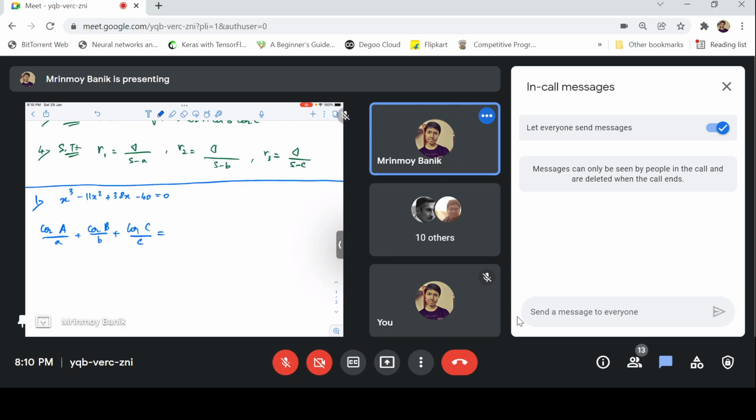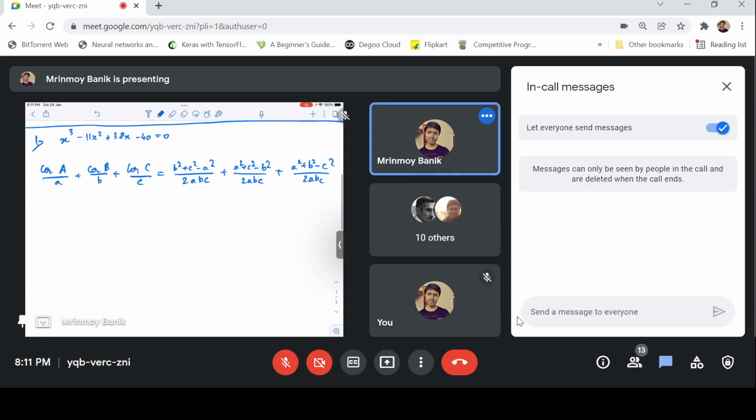That's (b squared plus c squared minus a squared) by 2abc, (a squared plus c squared minus b squared), and (a squared plus b squared minus c squared). So one set of squares cancels out. So a squared plus b squared plus c squared.